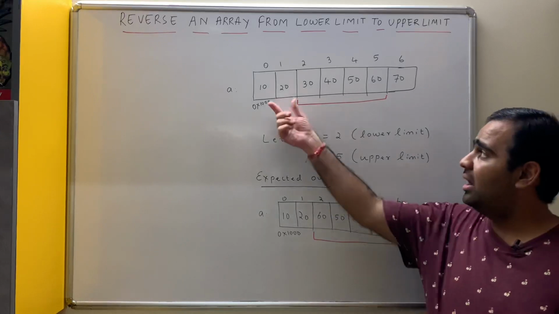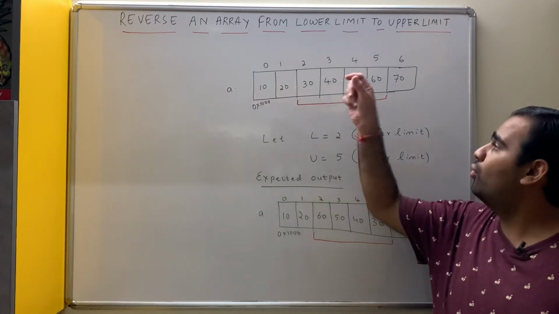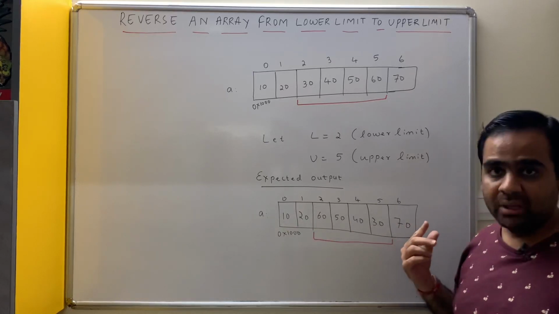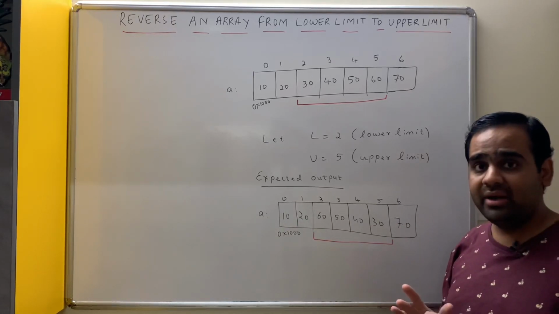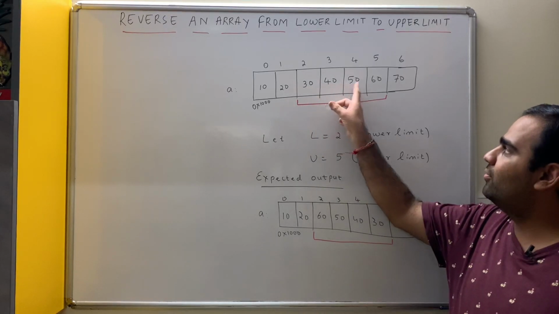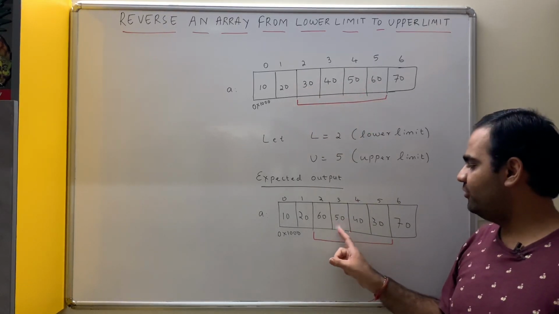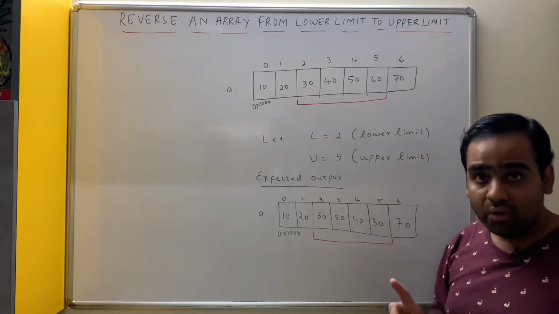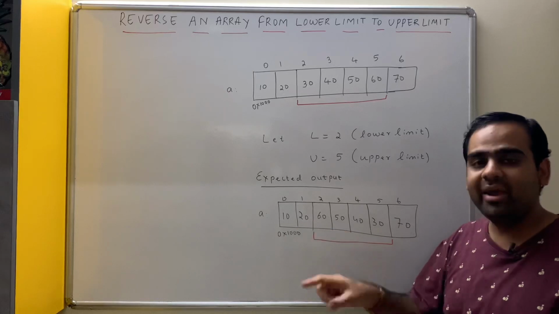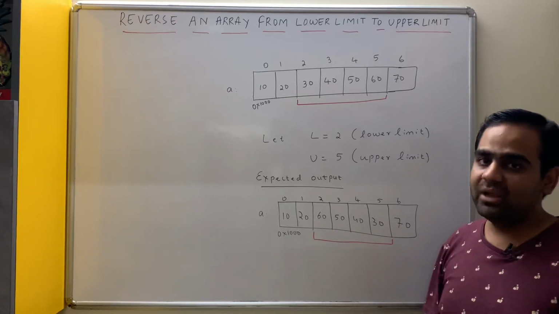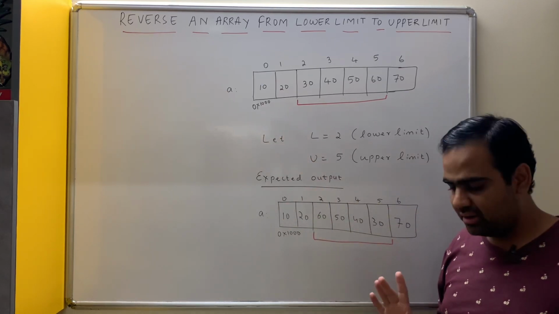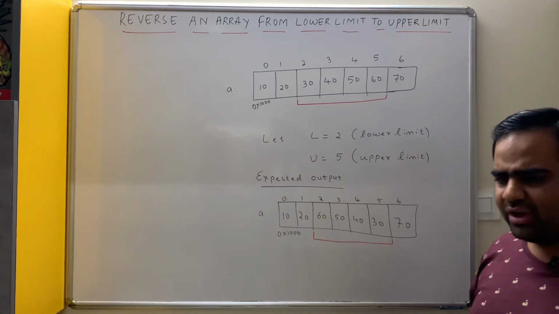It means the array elements at index 0, 1 and 6 remain the same: 10, 20 and 70. But the array between index 2 and index 5 reverses. Therefore 30, 40, 50, 60 will become 60, 50, 40, 30. And notice one thing, we are not creating a new array, we are modifying the original array itself. Therefore I have given the addresses as the same. Same.